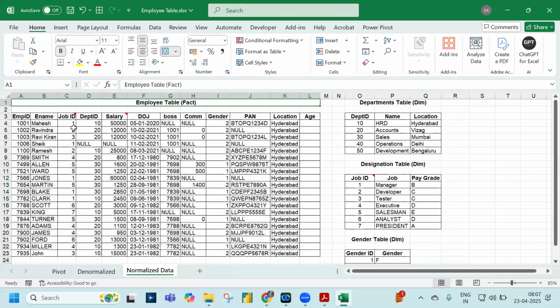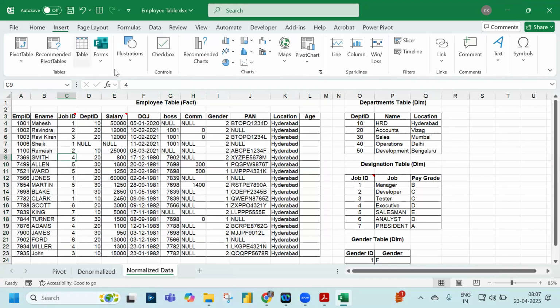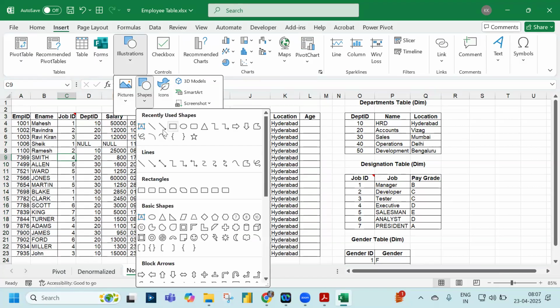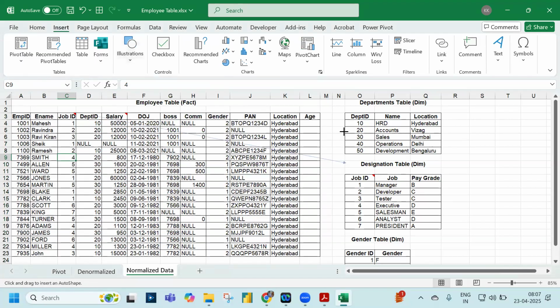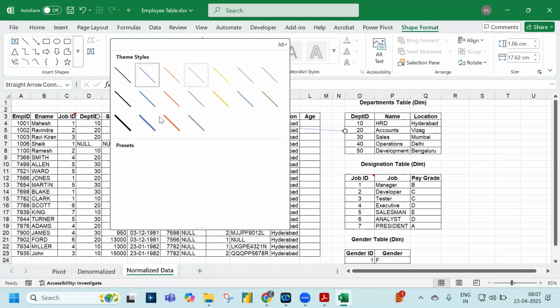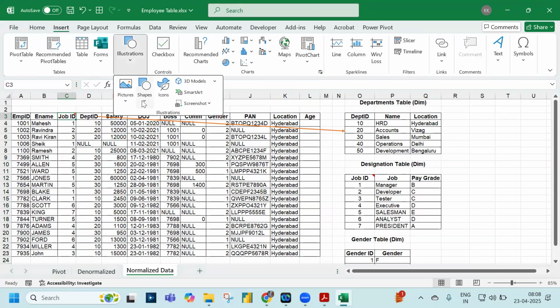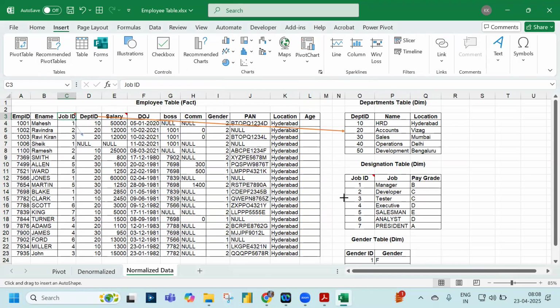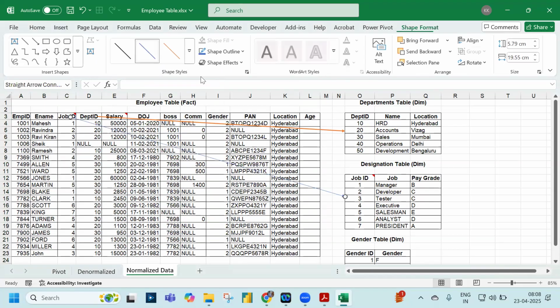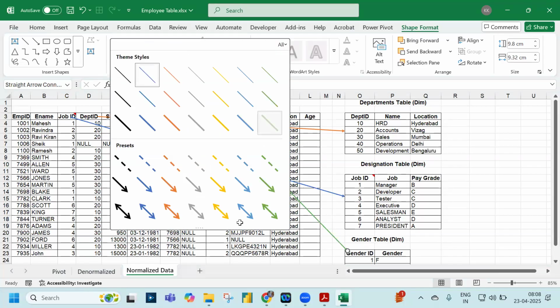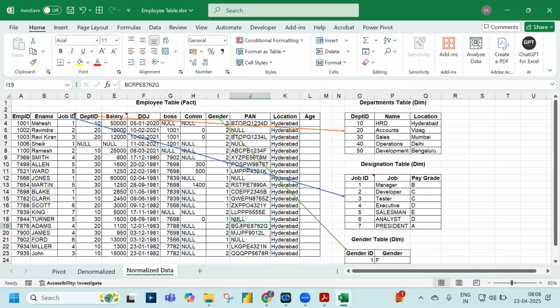So what we do in the data modeling in Power BI, we create relationships like this. We find out the common keys between the tables. So it needs to go to the departments table, this key, and this job ID is there, so this one should go to the job table like this. You need to find out the jobs here. Similarly, the gender table. So let's take the gender ID and go to the gender table. So basically, we need to create the relationships in Power BI data modeling.